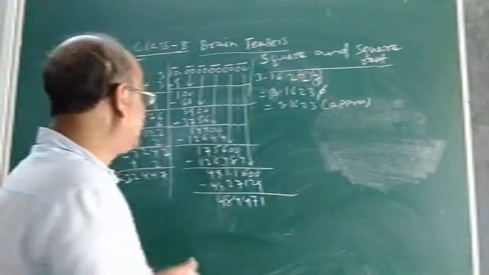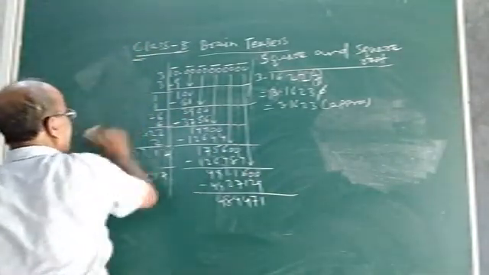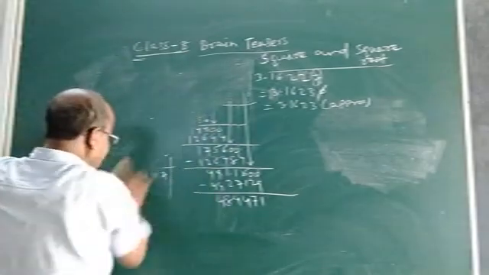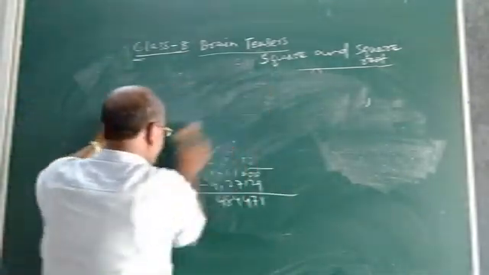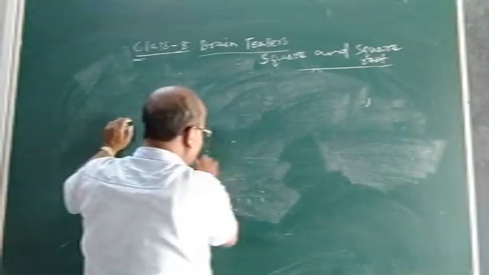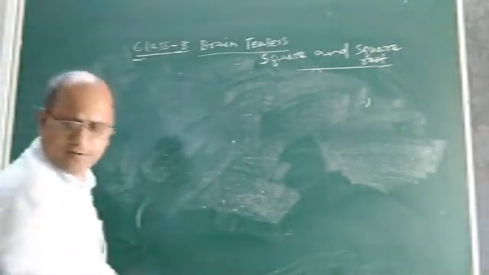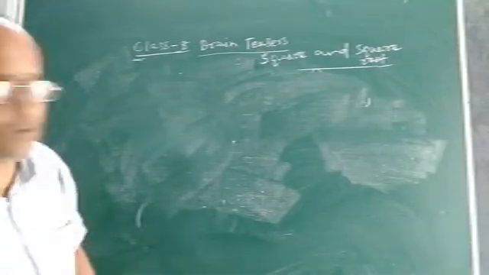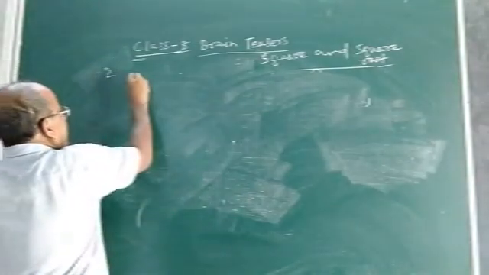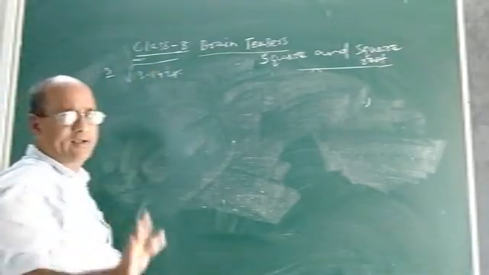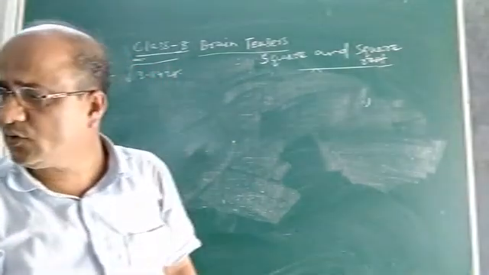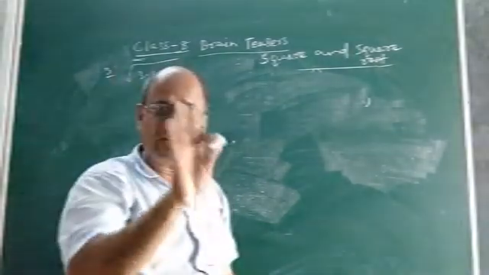Okay, next, number 3. In number 3, what is the question? You are given to find the square root of another non-perfect square. The question is: find the square root of 3.1428 correct to how many places? Correct to 3 decimal places.